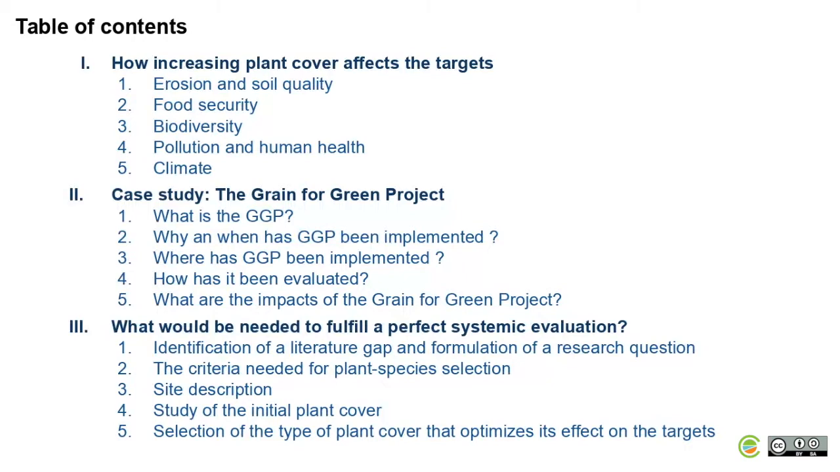For the second part, we will talk about our case study, which is the Grain for Green project, the same example that was presented yesterday morning during the first presentation on afforestation. But here we will define it again, and speak about the different circumstances of why, when, and where it has been implemented, how it has been evaluated, and the different impacts or limits of the GGP. For the third part, we will talk about our research question that we will explain later.